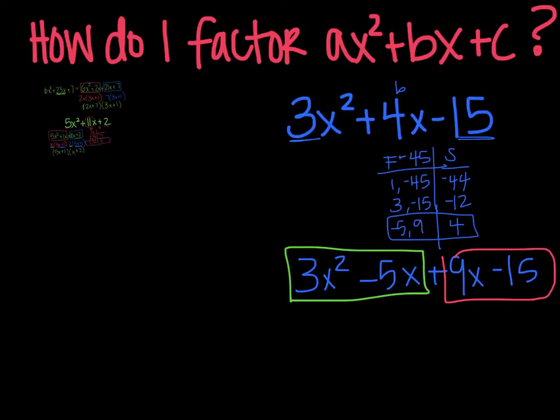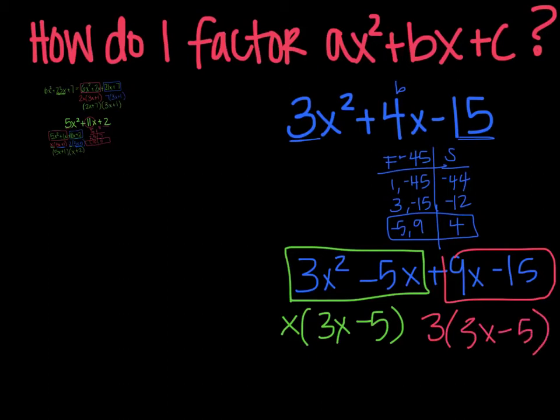And factor out our greatest common factor. So that would be x, which makes this 3x minus 5. And in the next part, we can factor out a 3, making this 3x minus 5. Got the same number there, which we should, which means our final answer will be 3x minus 5, and then x plus 3, using the distributive property.